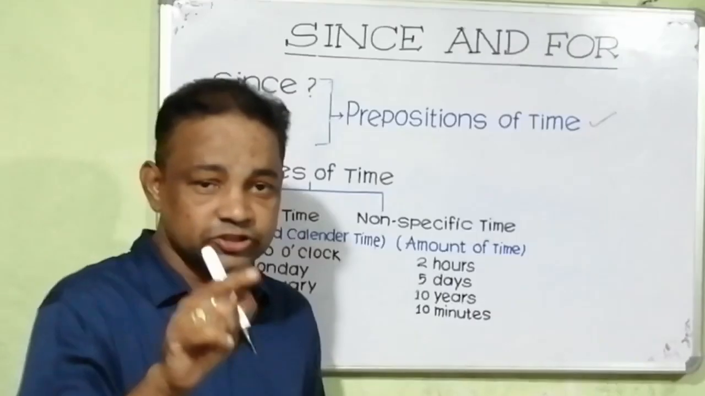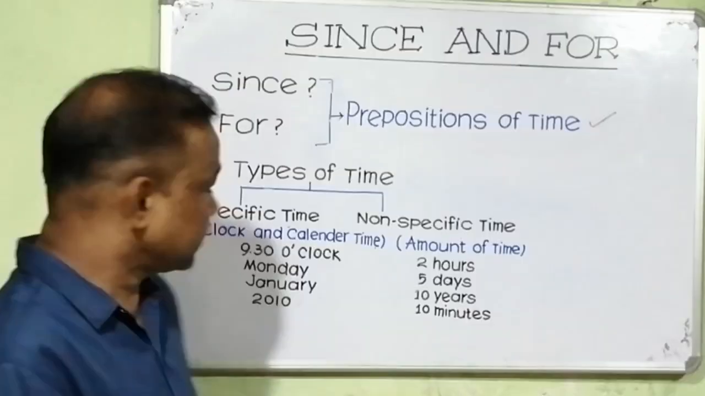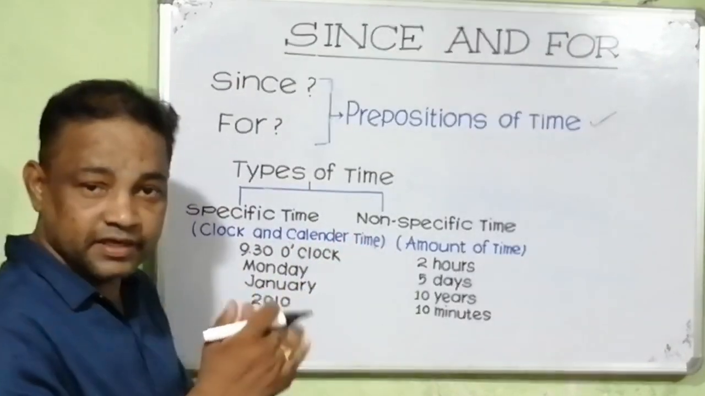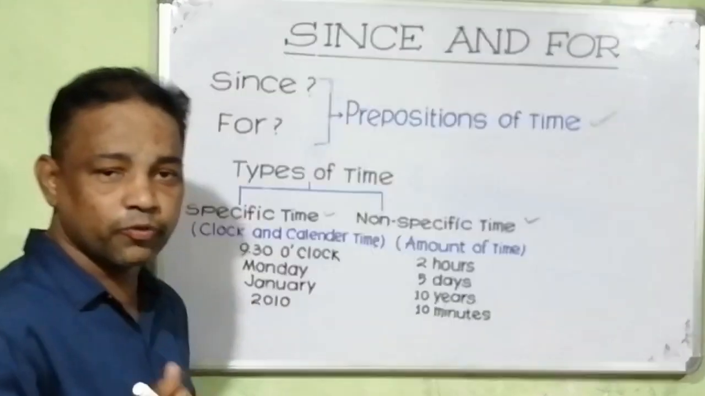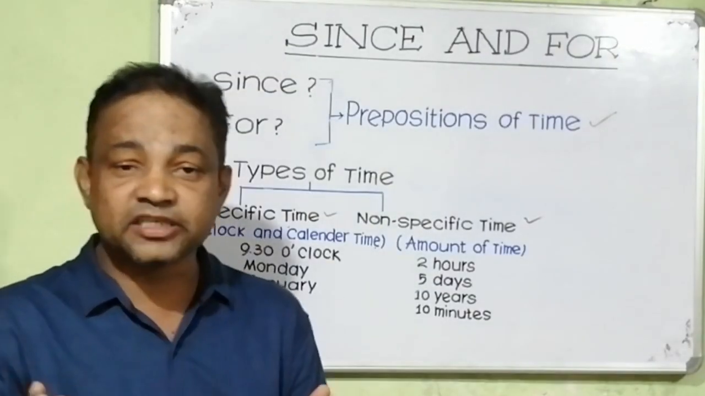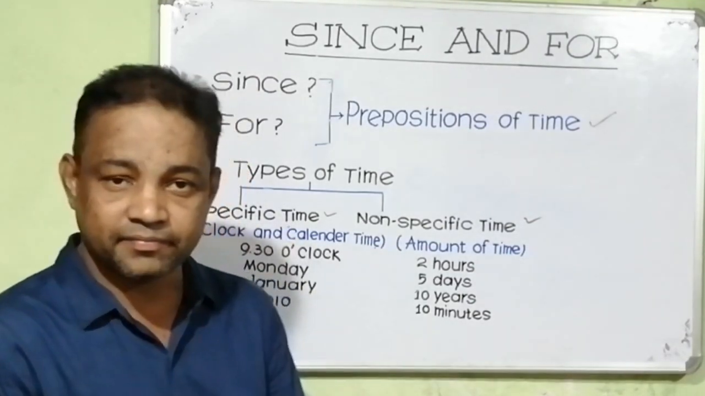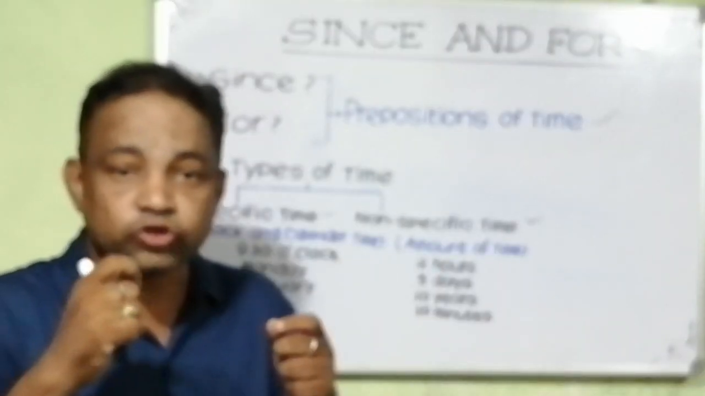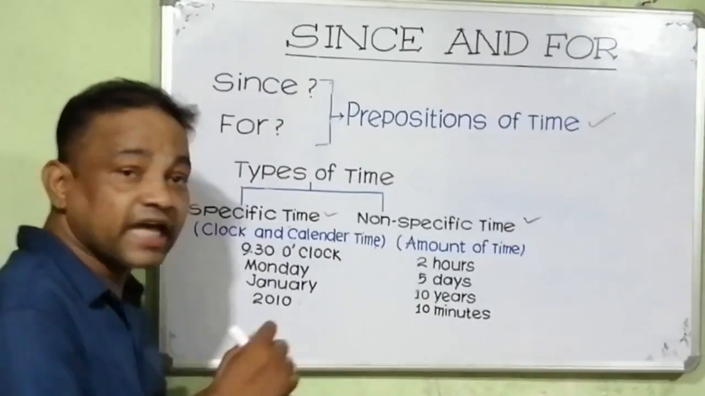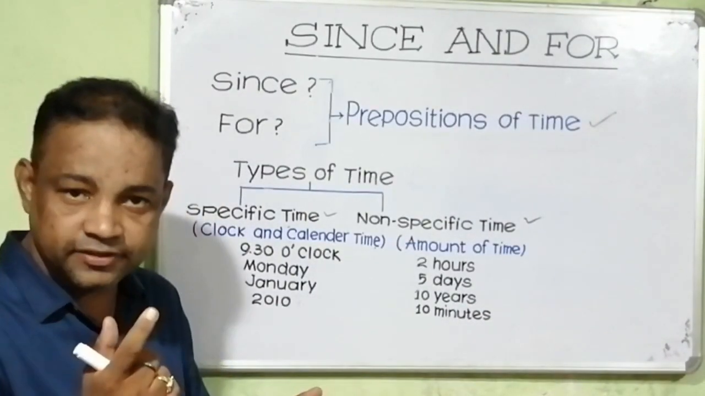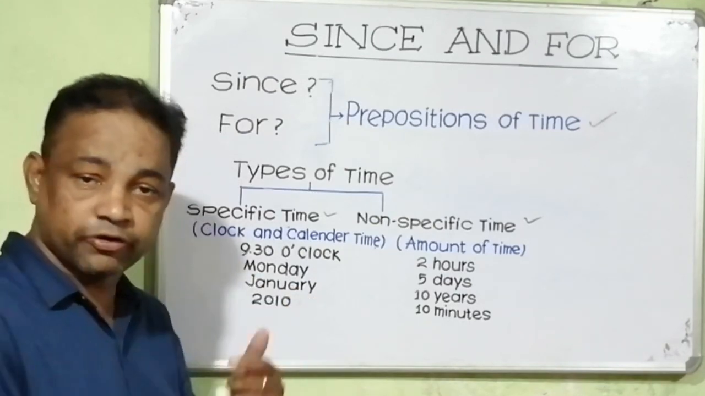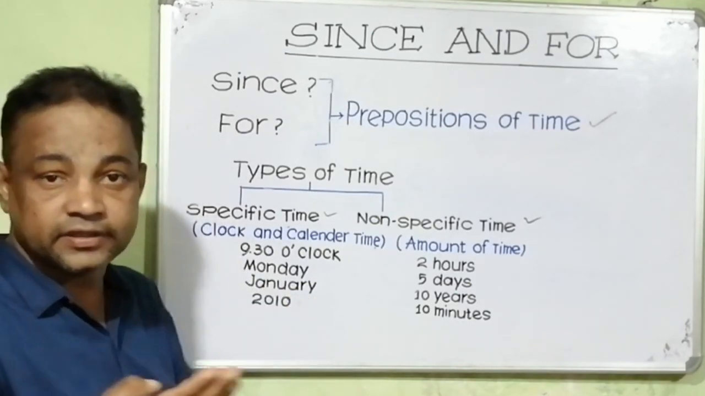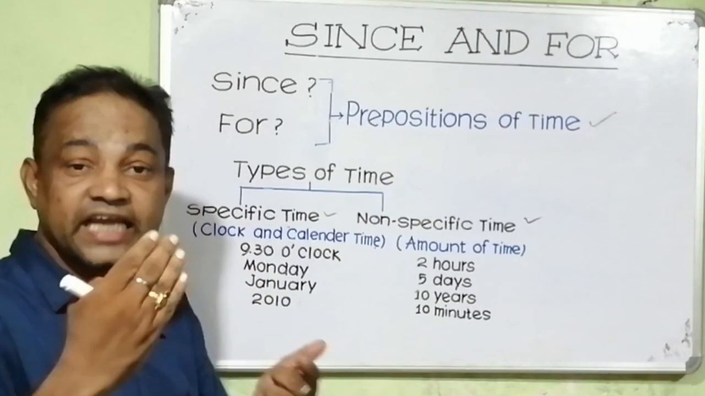First of all, I would like to introduce you to types of time. I have divided time into two types. They are specific time and non-specific time. What is specific time? Specific time means definite time. We talk about clock and calendar time, right? What we mark or find in the clock, the watch or the calendar are called clock and calendar time.